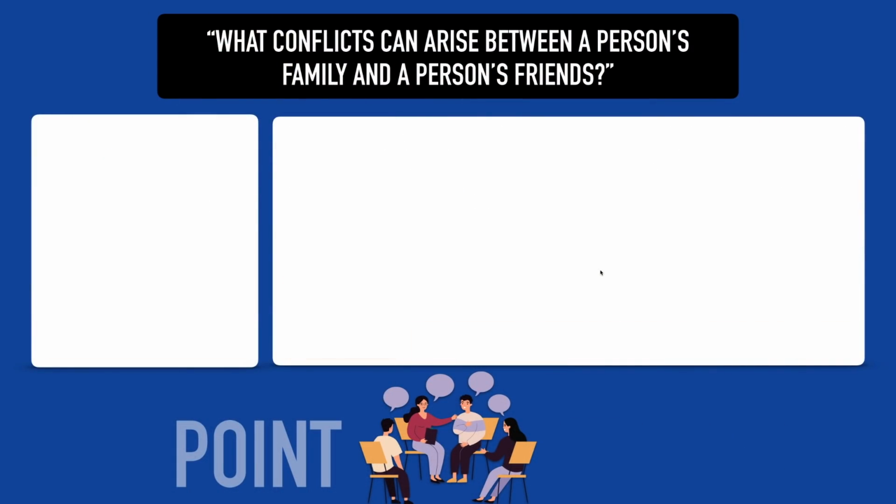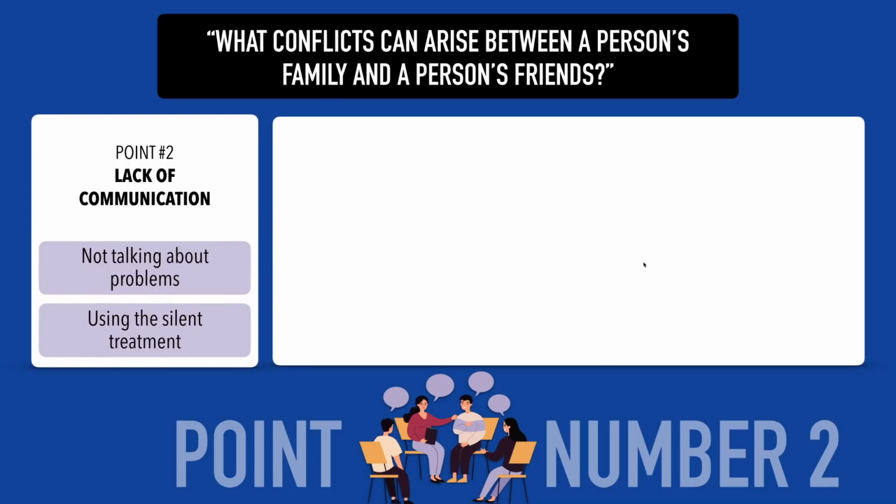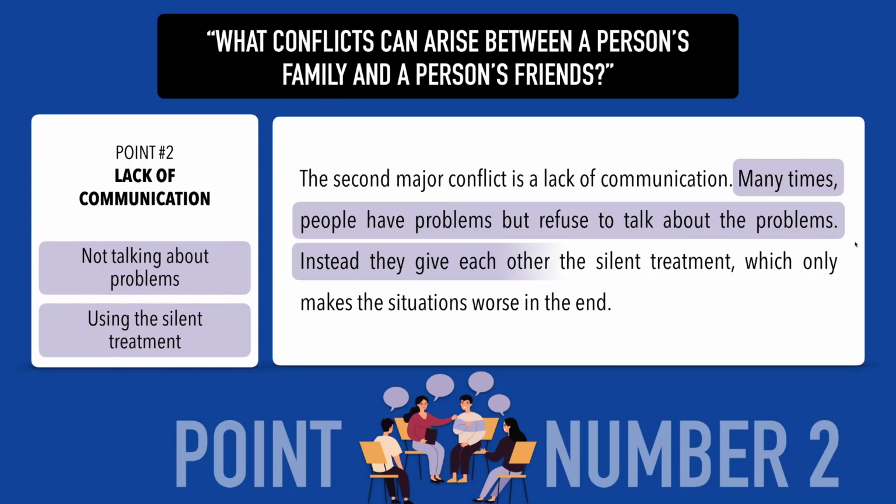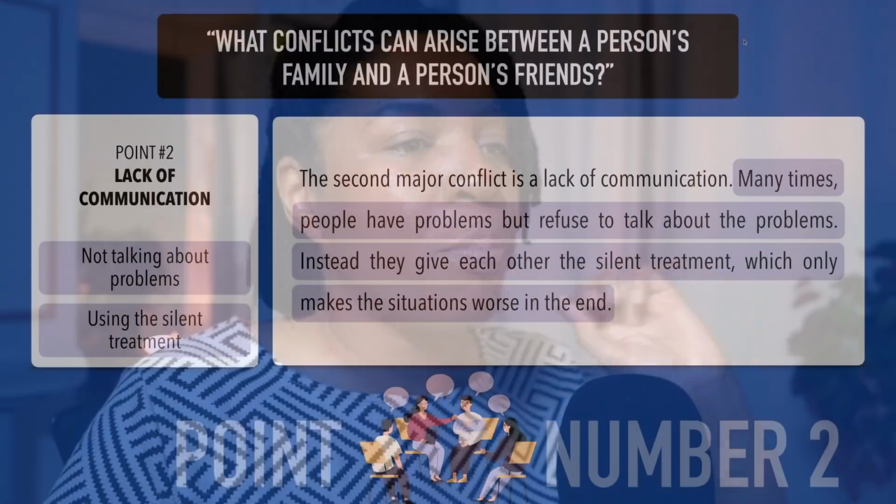Now, what about point number 2? Continuing with my answer right here, lack of communication. The second major conflict is the lack of communication. Now the details. Many times people have problems but refuse to talk about the problems. Instead, they give each other the silent treatment, which only makes the situations worse in the end. Again, stated the point and gave the supporting information. Now, what about point number 3?